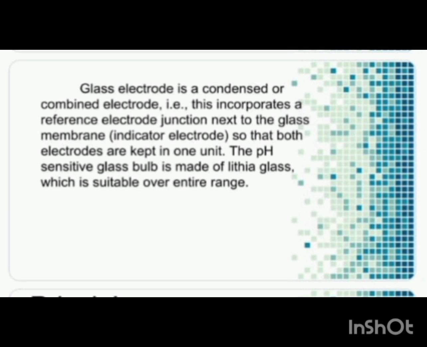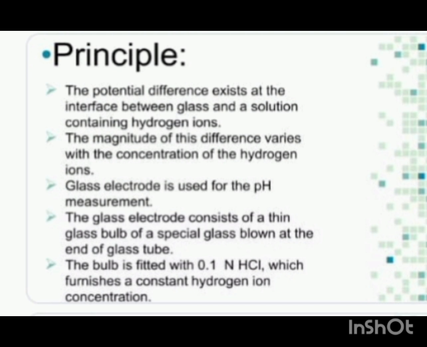And the glass electrode is a condensed or combined electrode such that it incorporates a reference electrode junction next to the glass membrane. The principle also says that a potential difference exists at the interface between glass and a solution containing hydrogen ions. The magnitude of this difference varies with the concentration of the hydrogen ions. The glass electrode is used for pH measurement. It consists of a thin glass bulb of a special glass blown at the end of a glass tube. The bulb is filled with 0.1 normal HCl, which furnishes a constant hydrogen ion concentration. And this is the principle behind the glass electrode.